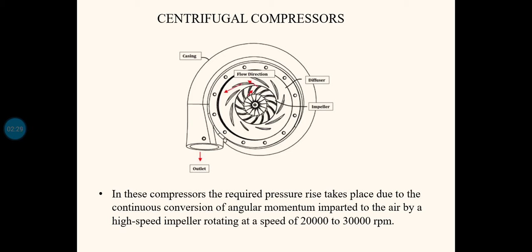Due to the rotation of the impeller, the impeller imparts momentum to the air already trapped inside the cavities, or the spaces between the blades of the impeller. So the very fast rotating impeller provides angular momentum to the air trapped in that region, and the air gets pressurized.